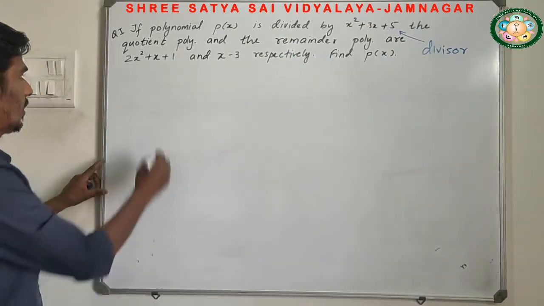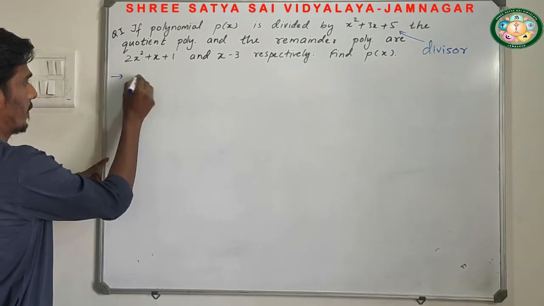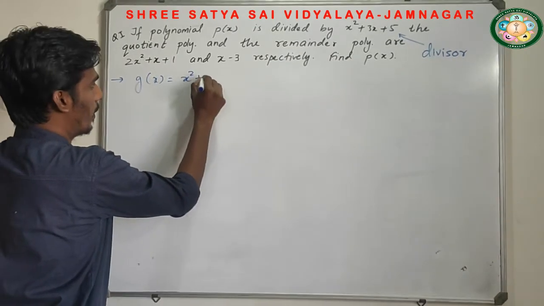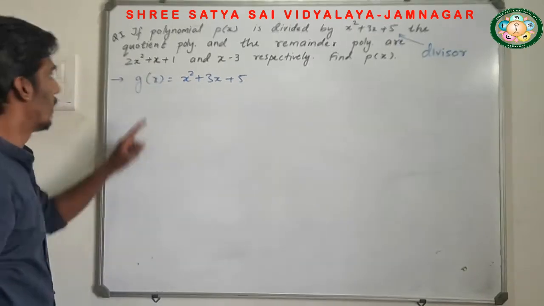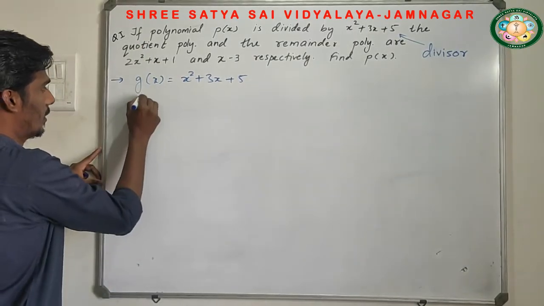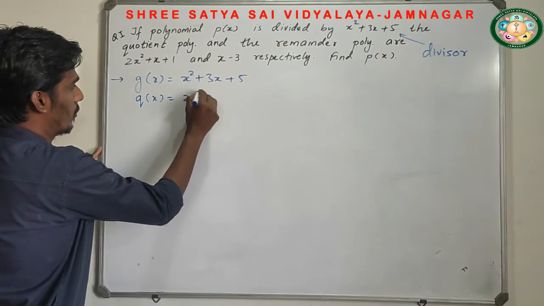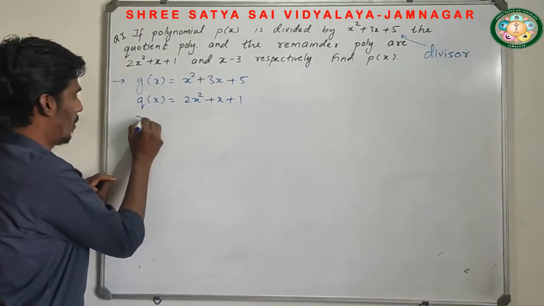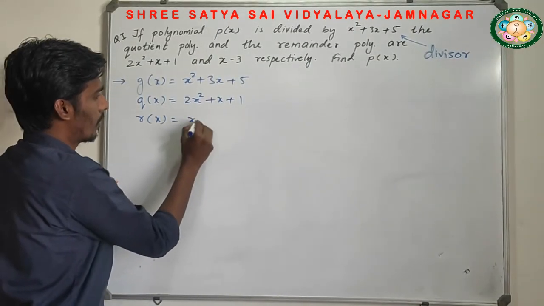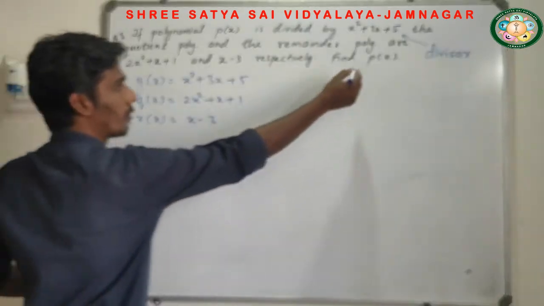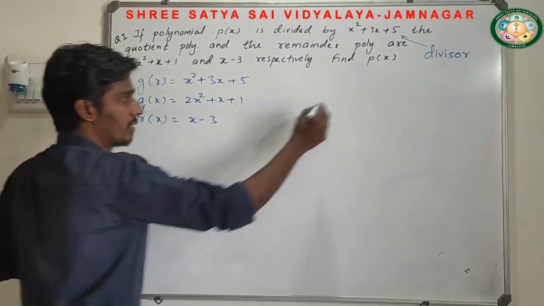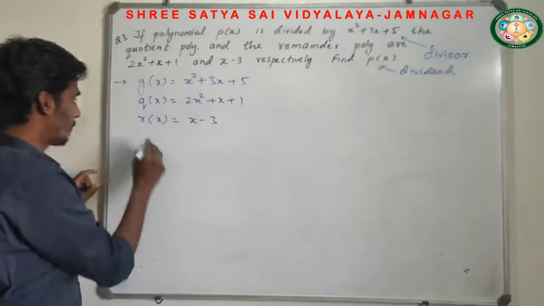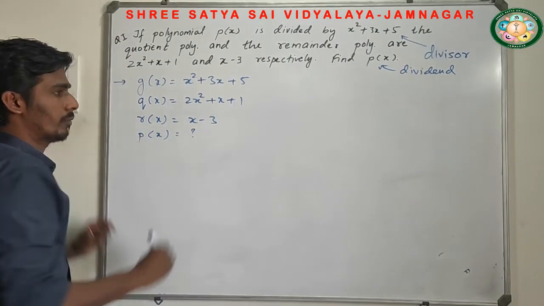So from this data, first of all we will write out g of x equals x square plus 3x plus 5. Now this is the quotient, that is q of x, 2x square plus x plus 1. This is the remainder, so r of x equals x minus 3. And we have to find out what p of x is, that is the dividend. This is what we have to find.